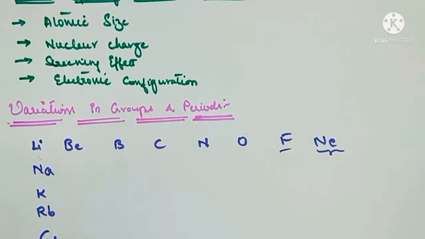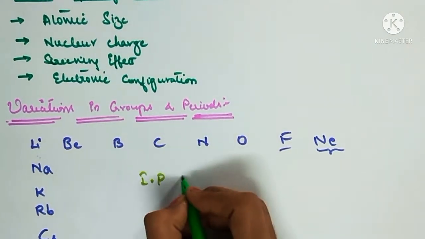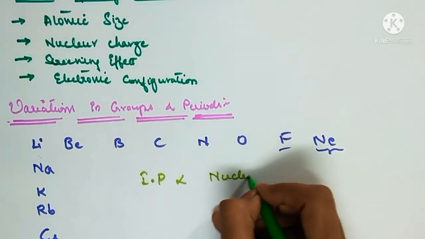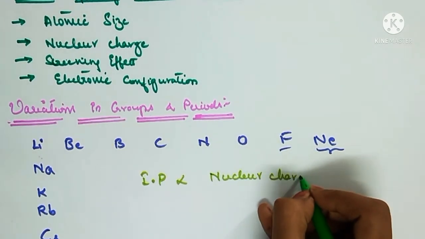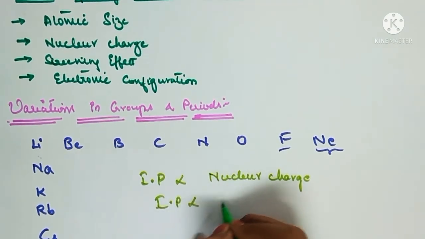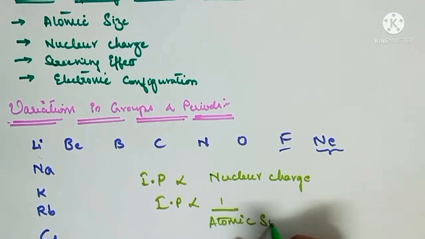So with this, we can just give a conclusion like IP is directly proportional to nuclear charge, and IP is inversely proportional to atomic radius, atomic size or atomic radius.